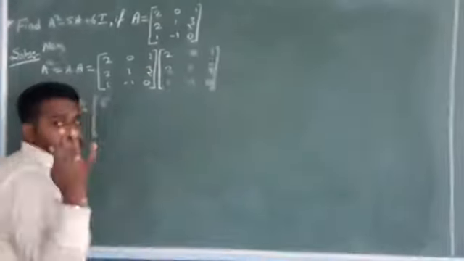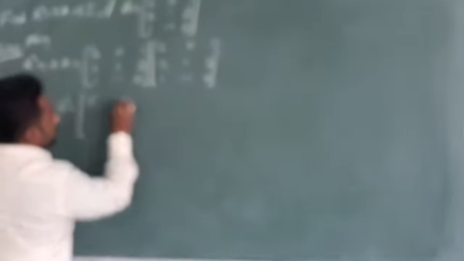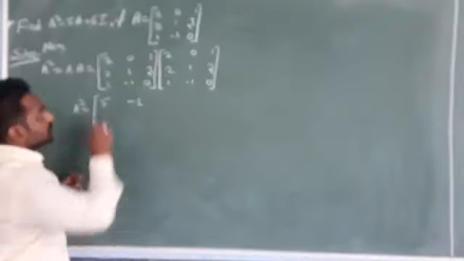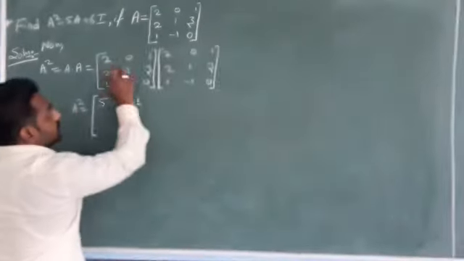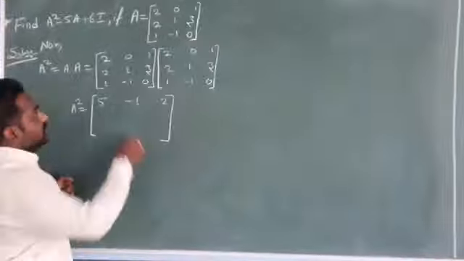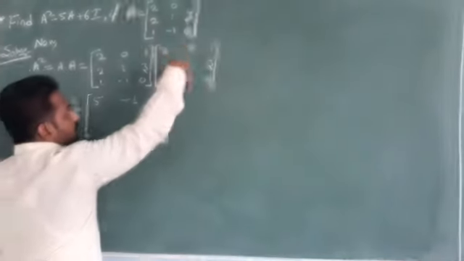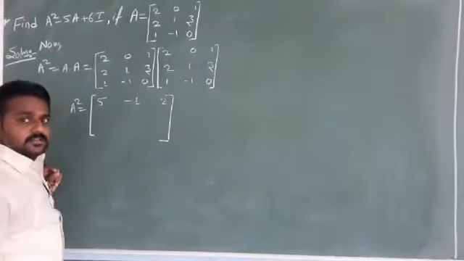Next, first row with the second column element. 2 into 0, 0. 0 into 1, 0. 1 into minus 1, that is minus 1. First row with the third column element. 2 into 1, 2. 0 into 3, 0. 1 into 0, 0. So what is left here? 2 into 1, that is 2. This value only.